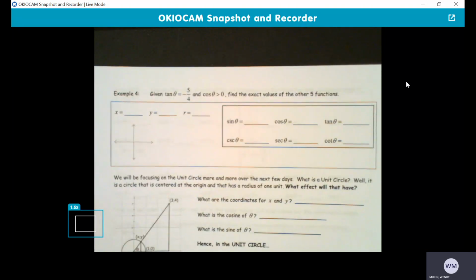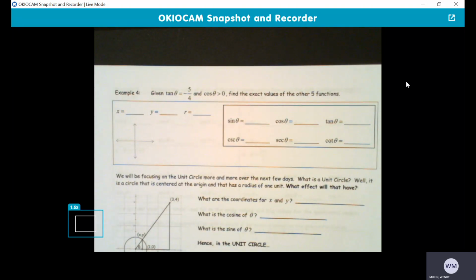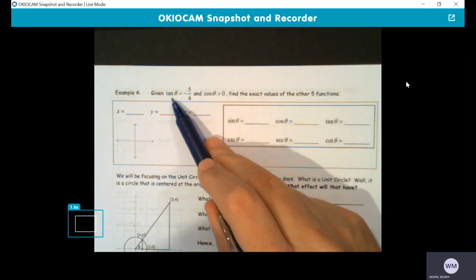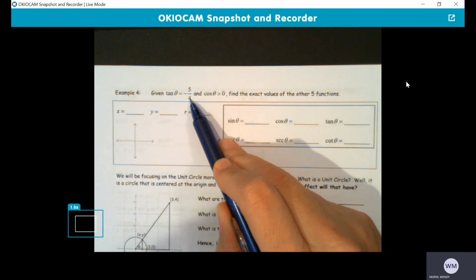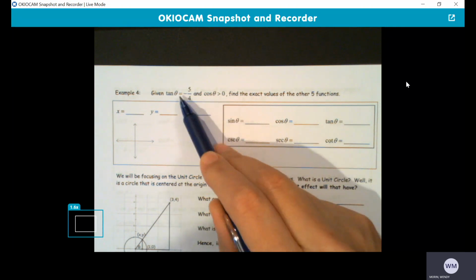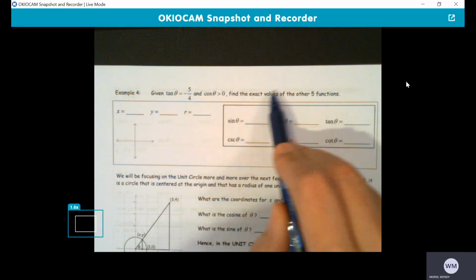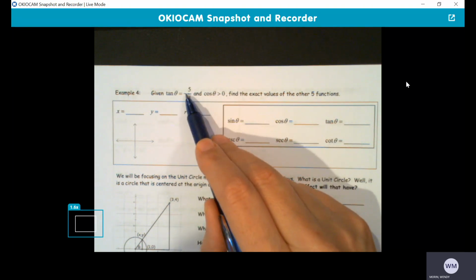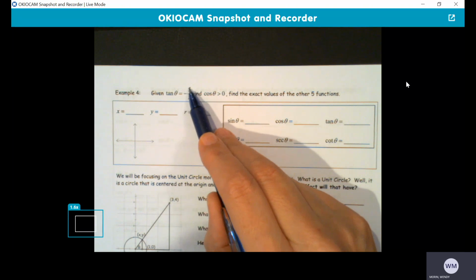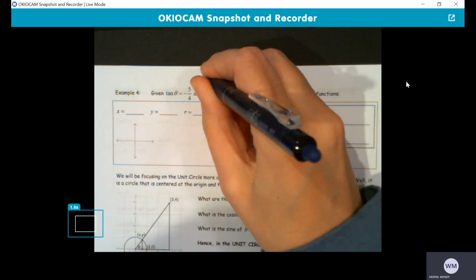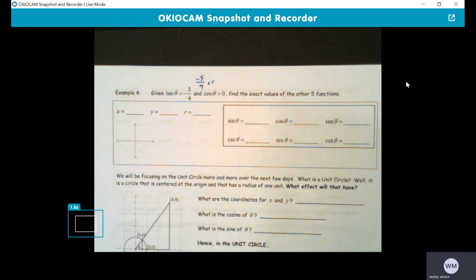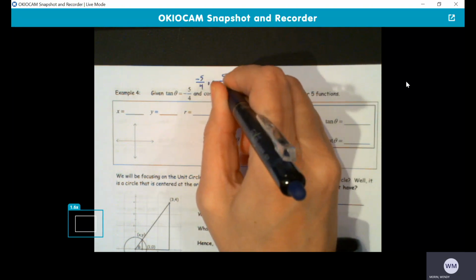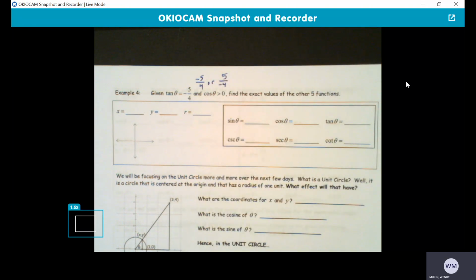Okay, one more example here, example number 4. They're going to give us some information, kind of putting together everything that we just did. It says that the tangent is negative 5/4 and the cosine is positive. Well, it doesn't tell us which quadrant to put this in. All it says is the tangent is negative 5/4. That could be -5/4, or it could be 5/-4. So how do we know which one it is?